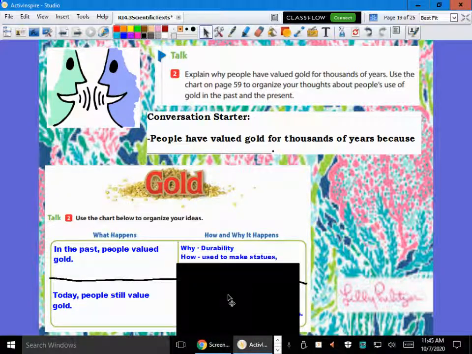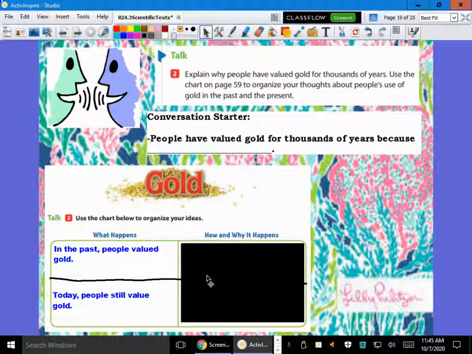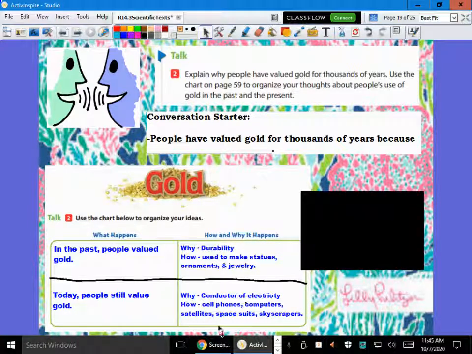All right. They wanted it to use it. It needed to be durable, right? Okay. And that's why it still looks so great even today. But then why are people still valuing gold? So not only is it durable, but remember, it's also a really good, it can transfer heat and electricity really easily. What was that word? It's a good conductor. Okay, so remember, we can use it in our cell phones, computers, satellites, because it can transfer that heat and electricity so easily.